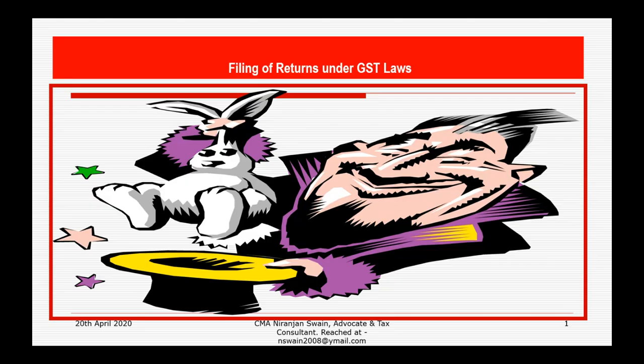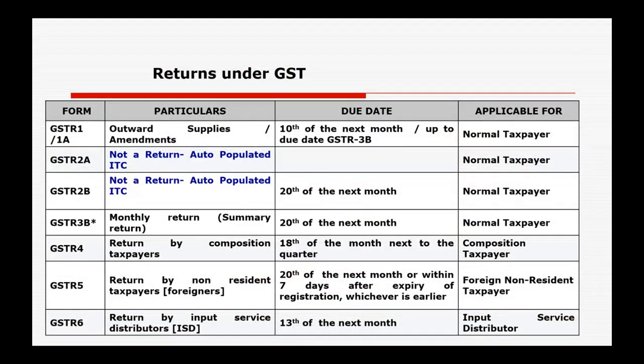In addition, for other assessees, different forms have been provided and they are also required to file returns. And lastly, one has to file the annual return and annual reconciliation statement. For our discussion, the annual return in Form 9 will be discussed and the reconciliation statement 9C will be discussed.